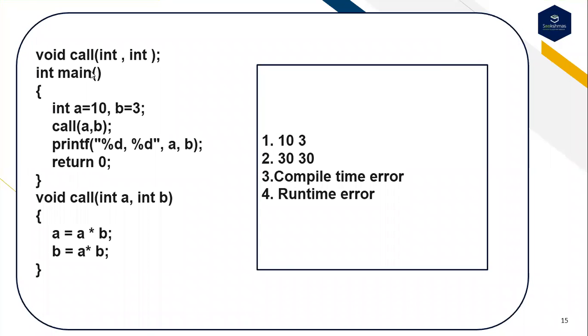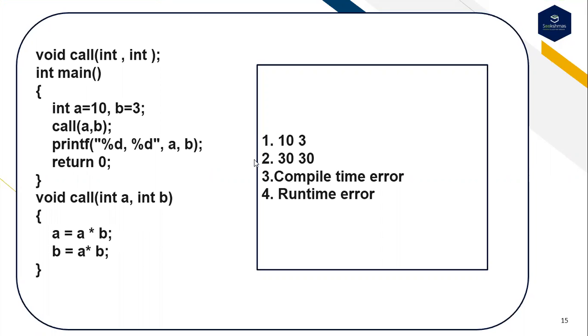This is the second question: void call int comma int, main, int a is equal to 10, b is equal to 3, call a comma b, printf %d a comma b, and here void call int a comma int b. Here I'm performing the multiplication operation. Predict the output of this code.